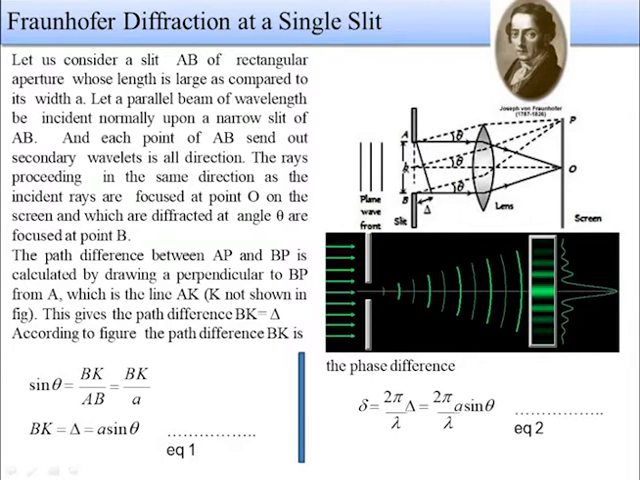Here we consider a slit AB. AB is a slit, rectangular in shape, having a width small a, and the length is large compared to the width a. Here we assume that a parallel wavefront is approaching the slit AB, and this wavefront is made parallel by keeping a lens in between the source of light and the aperture or the slit.